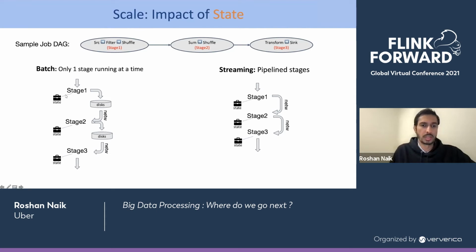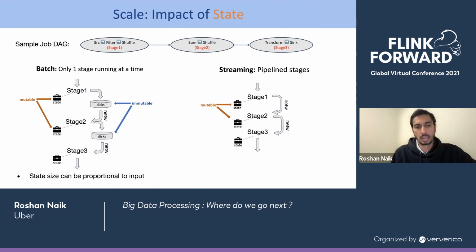So state is something that's maintained at each stage, and it's separate from the output. The state is mutable, whereas outputs are immutable. The interesting thing about state with respect to scale is that you need to budget for it. You need to potentially add more and more resources if the amount of state keeps increasing with the input size. And this is true both in terms of streaming as well as batch.